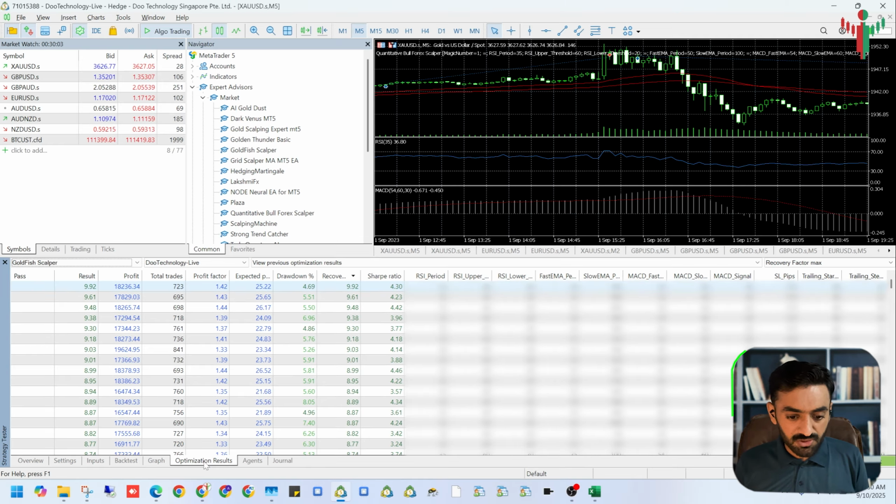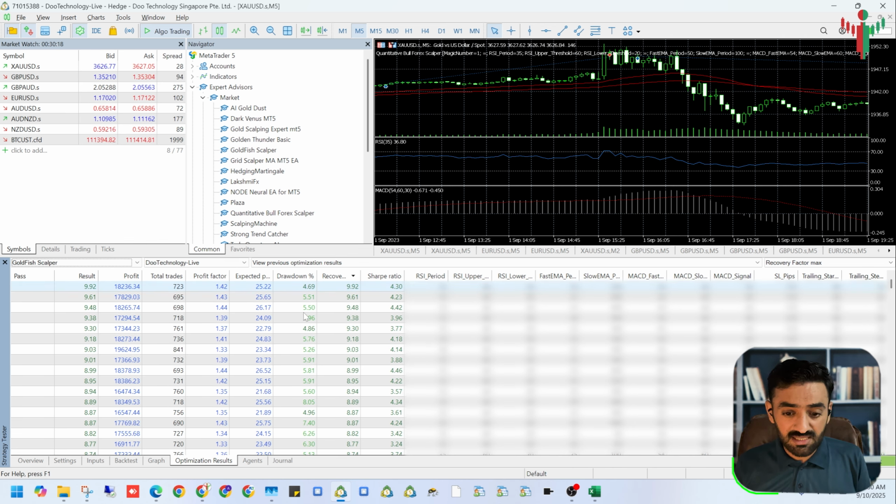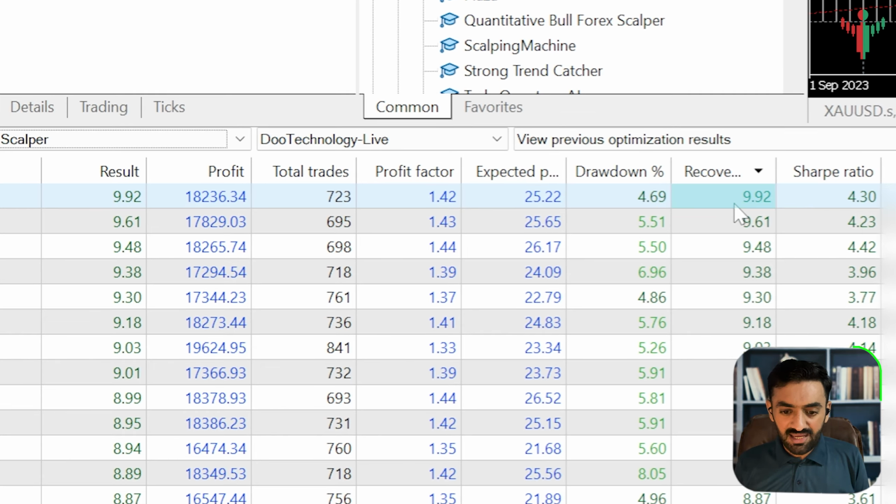Here in the optimization results, you can see I got all these settings. There is a lot of completed testing and all results are here. The highest recovery factor is 9.9 with a profit of $182, and the total trades are 723.